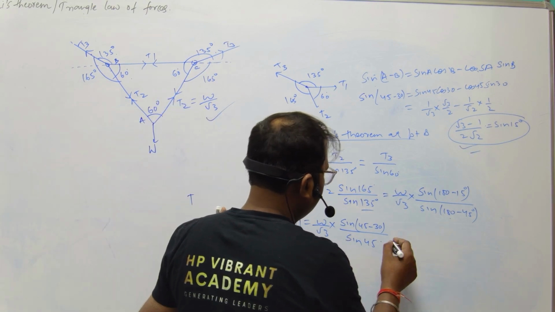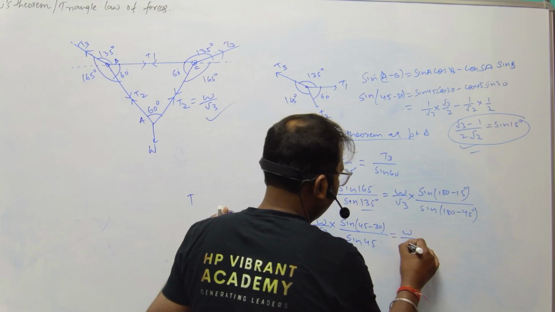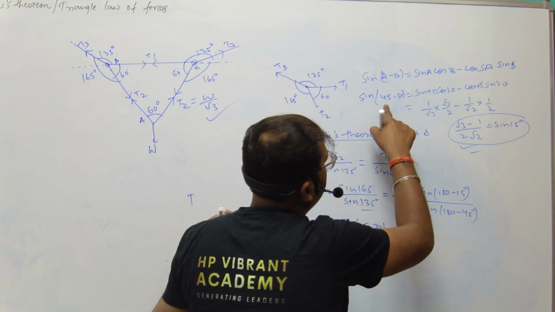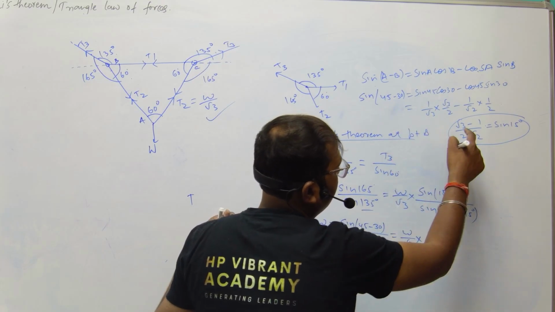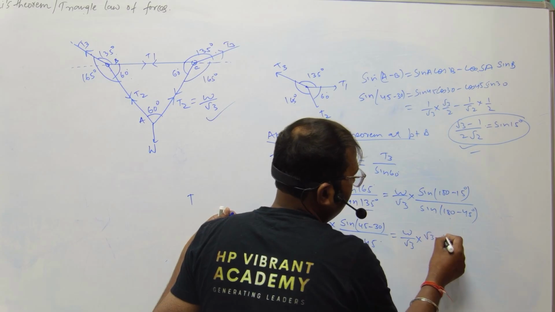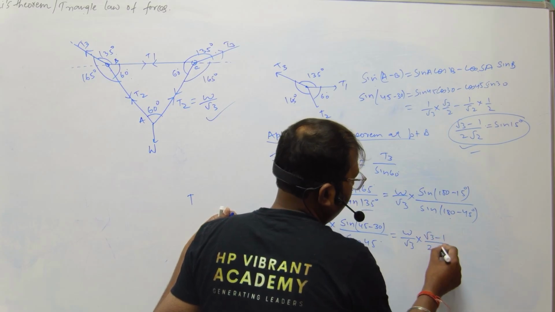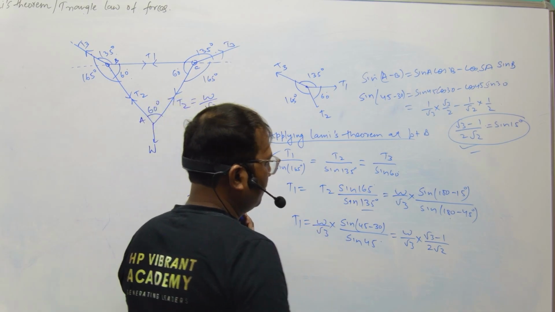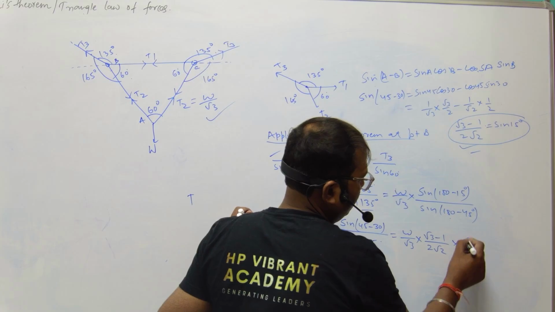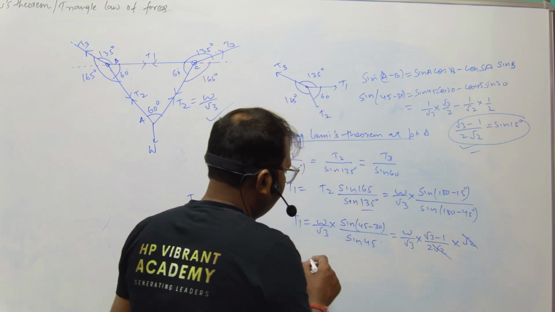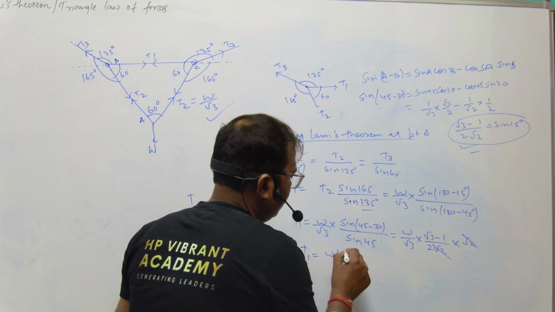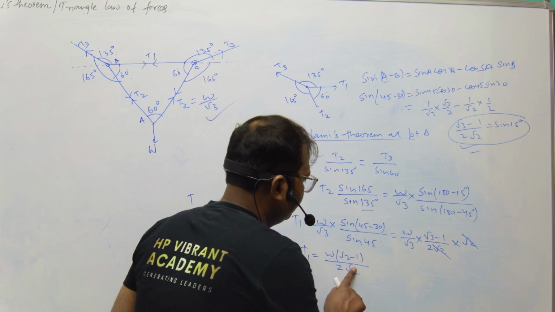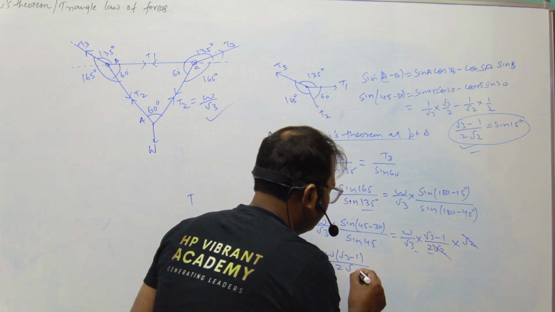So this is equal to W times root 3 into sine of A minus B, that is sine of 45 minus 30. This value is equal to root 3 minus 1 upon 2 root 2. And we have sine 45 degrees, that is 1 upon root 2, so this is root 2. So this gets cancelled. So we have T1 is equal to W times root 3 minus 1 upon 2 root 2, times root 3, so the denominator is 2 root 3.